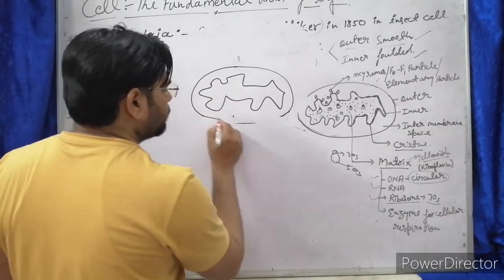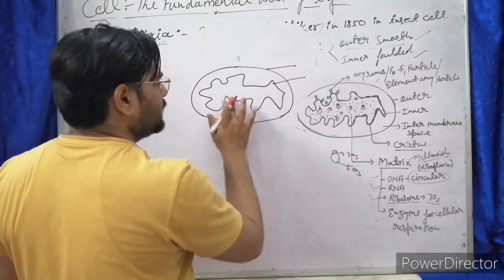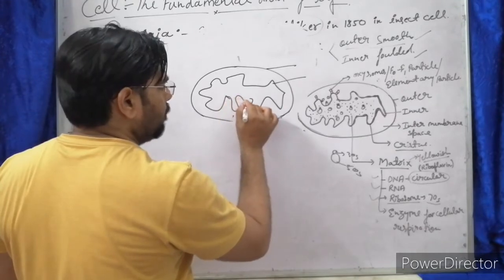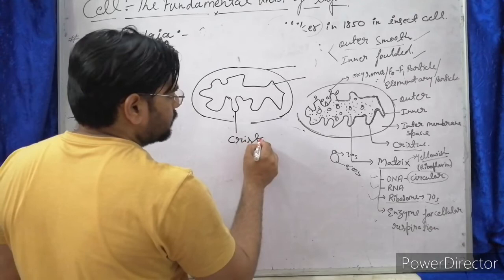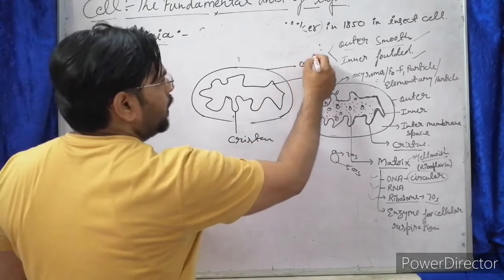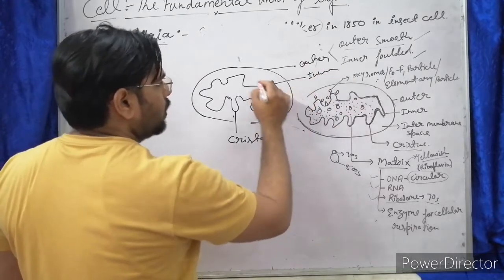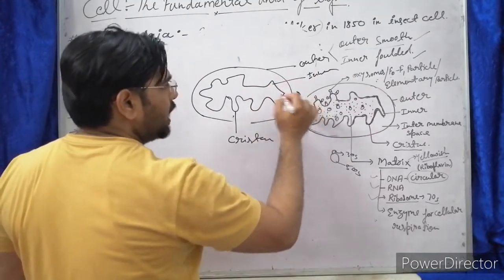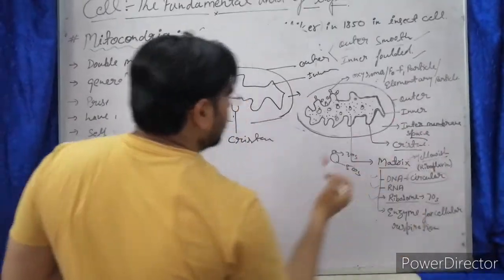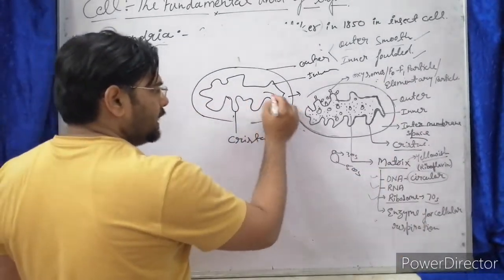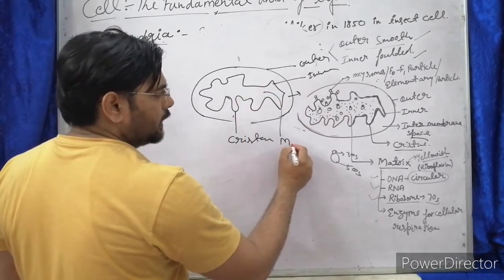Okay students, so this is the outer membrane and this is the inner membrane, and the finger-like projections which appear in this are called cristae. The space between the outer and inner membrane is called the intermembranous space. And inside this inner membrane a fluid matrix is present.